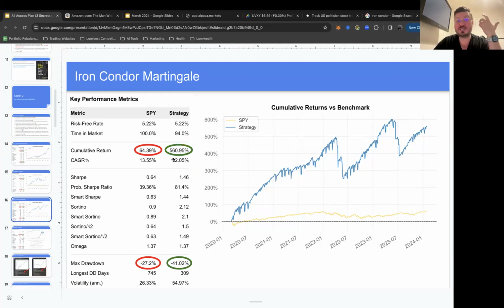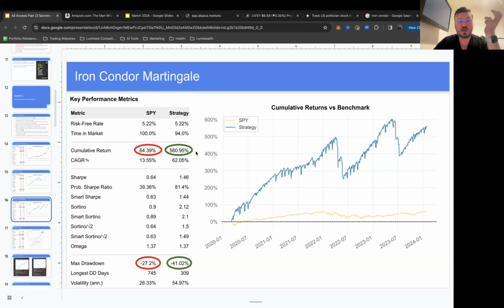That's Jim Simons level type returns. If you think about it, very, very high returns here. The drawdowns are a little bit higher than the stock market, but if you think about it, the stock market did 13%, we did 62. Stock market had a 27% loss, we had a 41% loss. A little bit worse than the stock market in terms of losses, but a lot better in terms of returns.